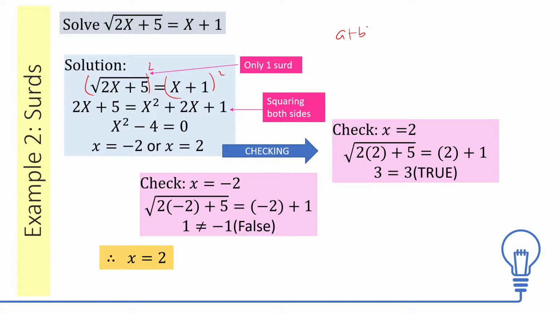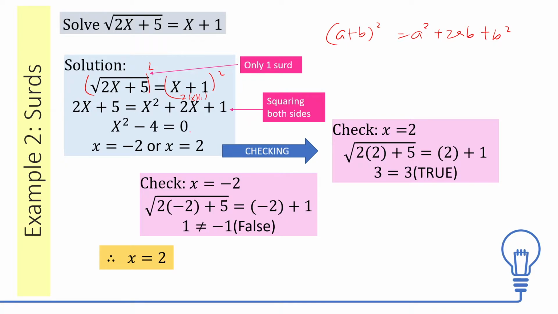Still remember we have (a plus b) squared. By formula, it is a squared plus 2ab plus b squared. So over here my a is x and my b is 1. So a squared is x squared, plus 2ab, so 2x, and then 1 squared. After that, we simplify this equation, and I have x squared minus 4 equals 0.